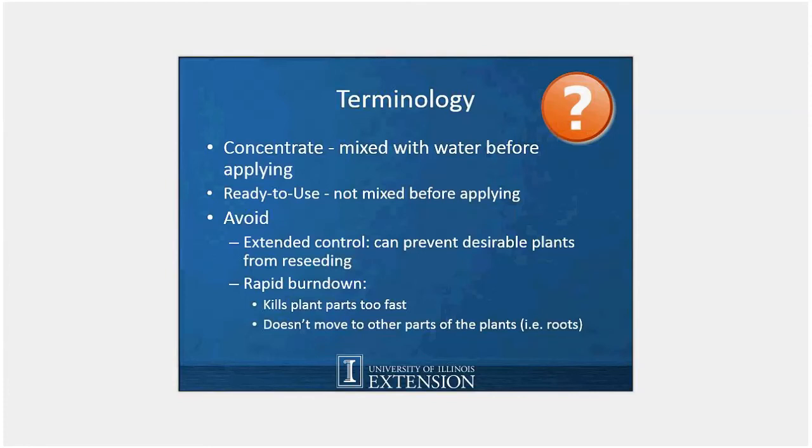But there are some products that could work too fast. And if it works too fast, it may not actually have the systemic activity that we want it to have, or maybe it's just going to kill the plant above the ground and not move into the roots. So think about how that product is actually working. The label can help you with that, or some of the internet searches, some of the resources that we've provided can give you more information about these products.